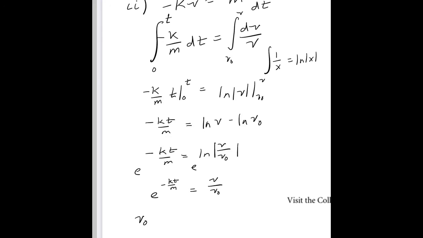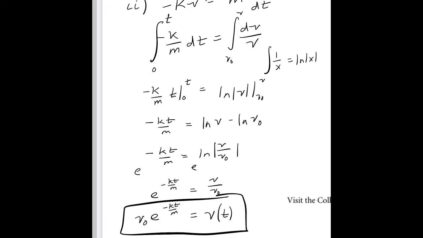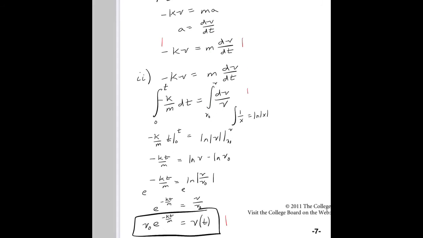I get v initial over to the other side, so v initial times e to the negative kt over m is equal to v of t. All right, and there is our expression. Now, shockingly, guys, this is only worth 2 points. You get 1 point for separating the variables and integrating, and then you get 1 point for the correct expression. So if you can literally just get it separated, you're solid.